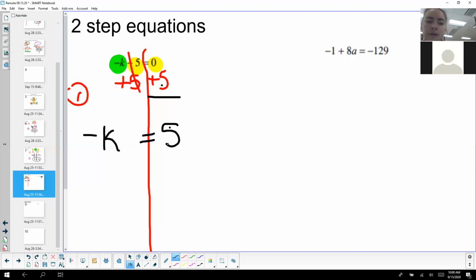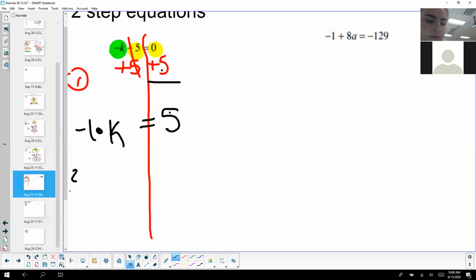All right, now it looks like we're done because I've got k sort of by itself, but then I see this negative sign right here. And when you see a negative sign in front of the variable, you are not done. So this negative k can actually be rewritten as -1 times k. So actually we still have a step and we need to get k all by itself.